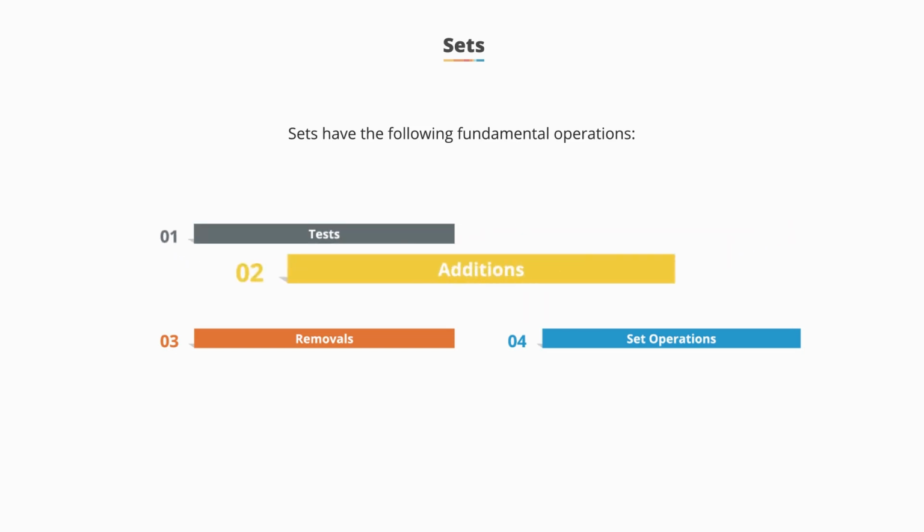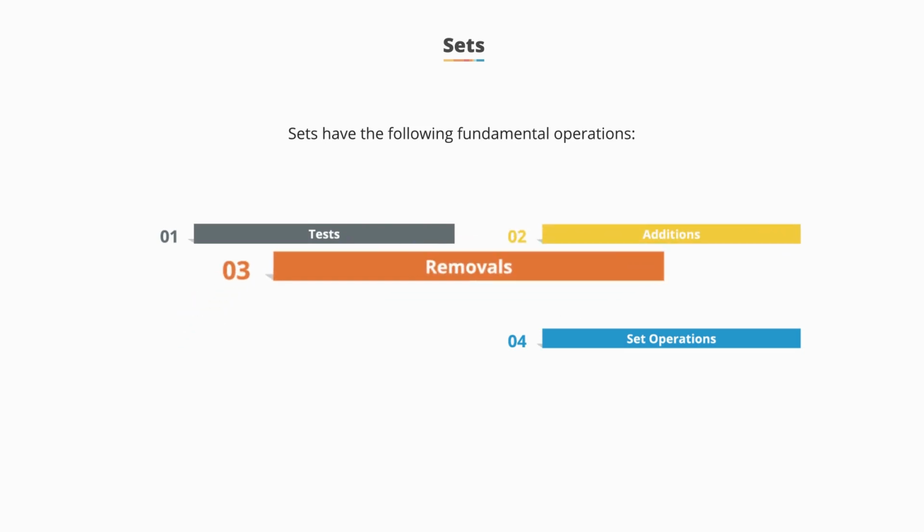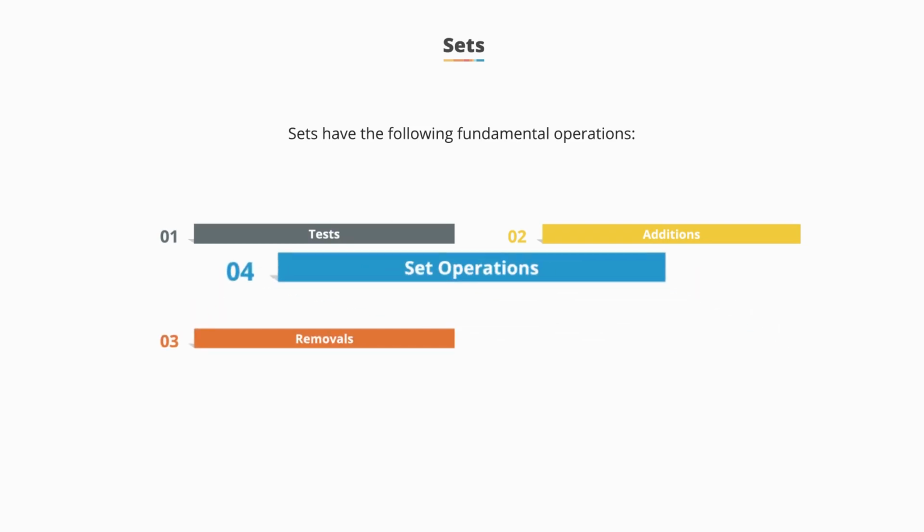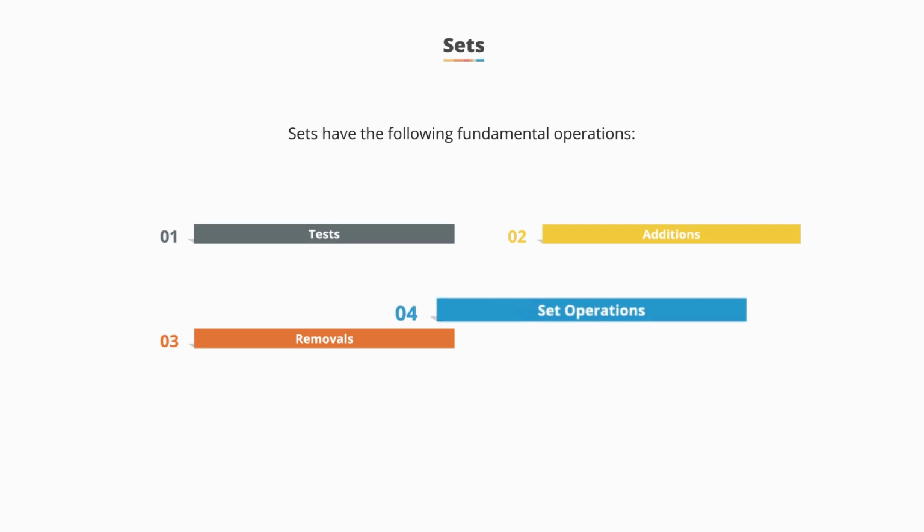Also, additions include + and ++, which add one or more elements to a set, yielding a new set. Removals include - and --, which remove one or more elements from a set, yielding a new set. And set operations, which include union, intersection, and set difference.